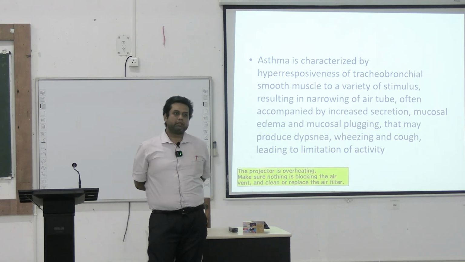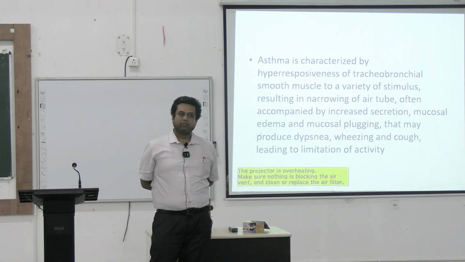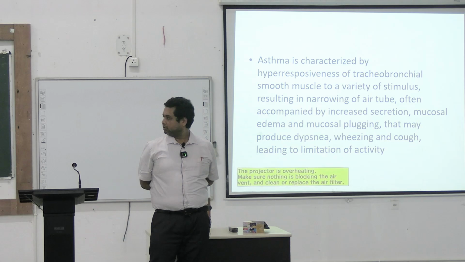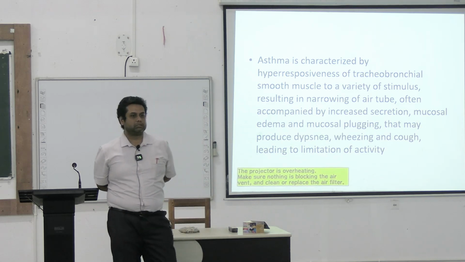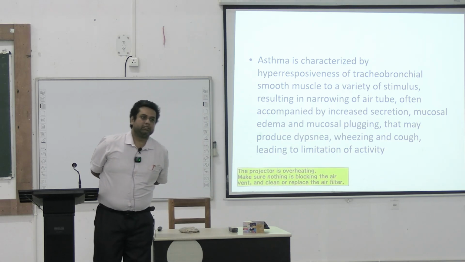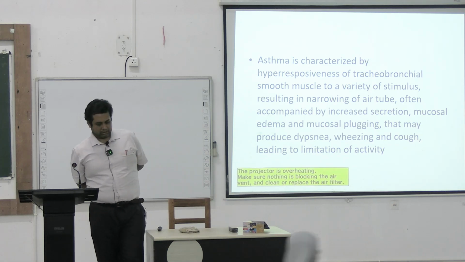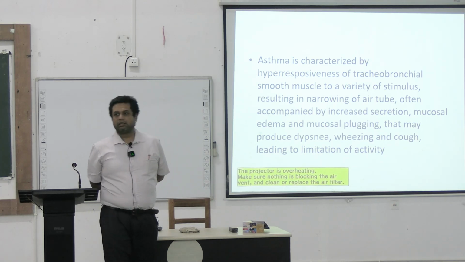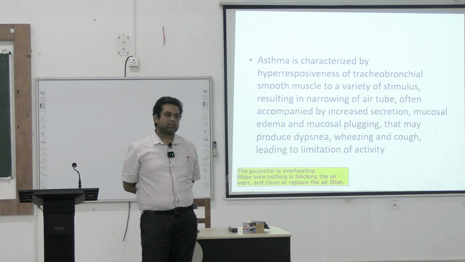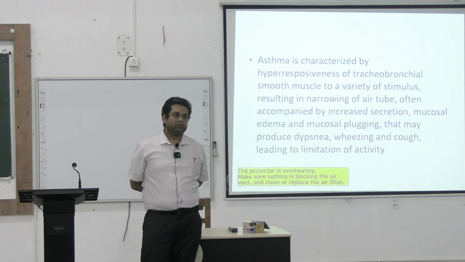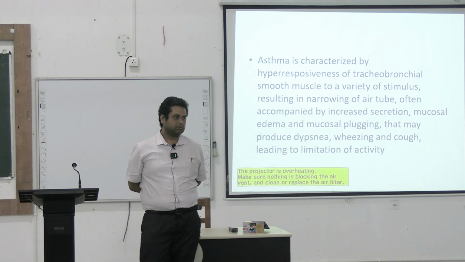In the tracheobronchial tree there are smooth muscles. So there is contraction of smooth muscles associated with inflammation. Inflammation is carried out by inflammatory cells, and there are inflammatory mediators.